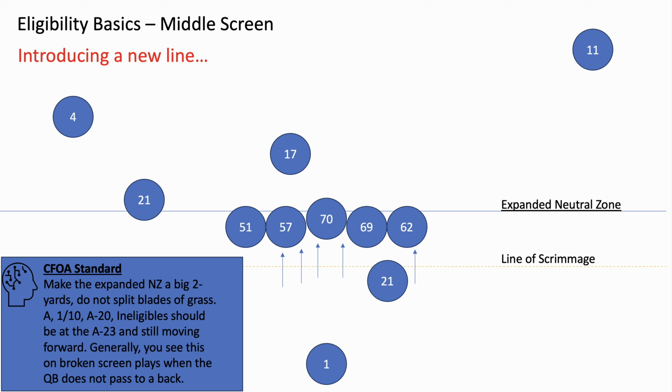Generally, you see this on broken screen plays when the quarterback drops back to pass to the back, but maybe a defender has broken through the line and that back is now covered. Those offensive linemen don't know that, so they're already moving downfield beyond the expanded neutral zone. Maybe the quarterback passes, maybe they don't. But that's generally when you see those types of things happen there.